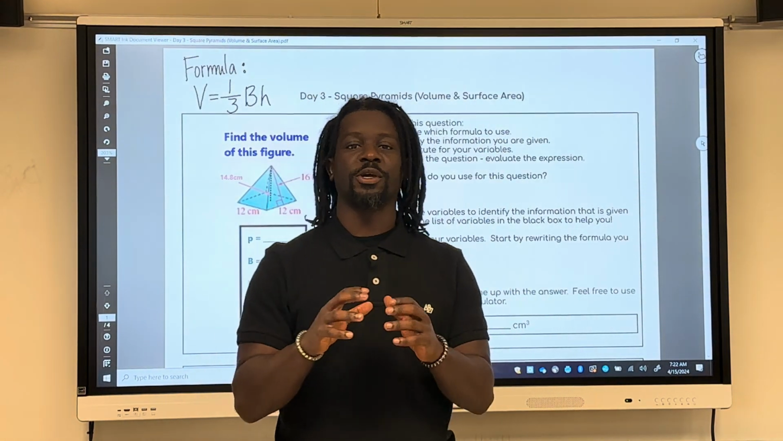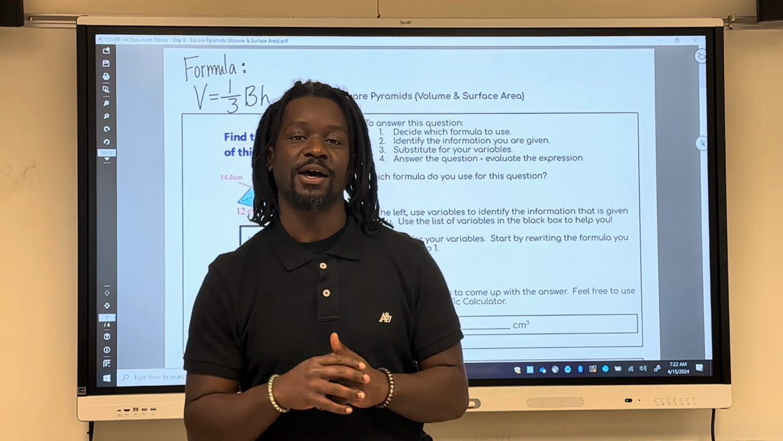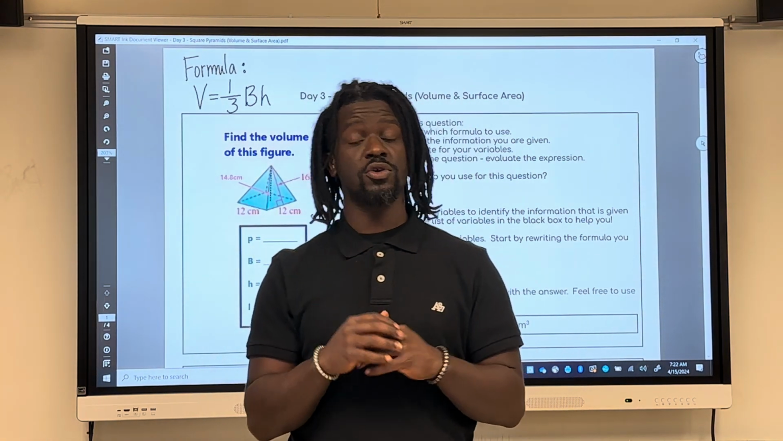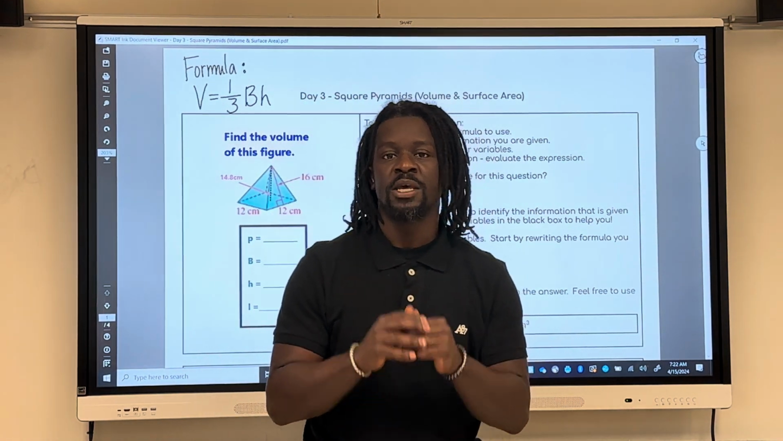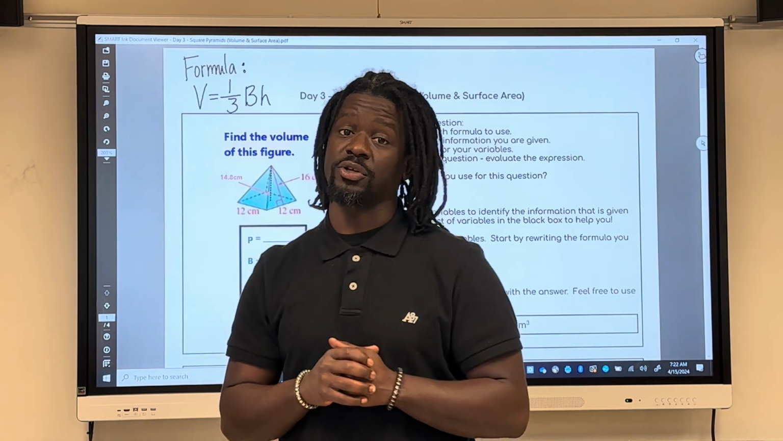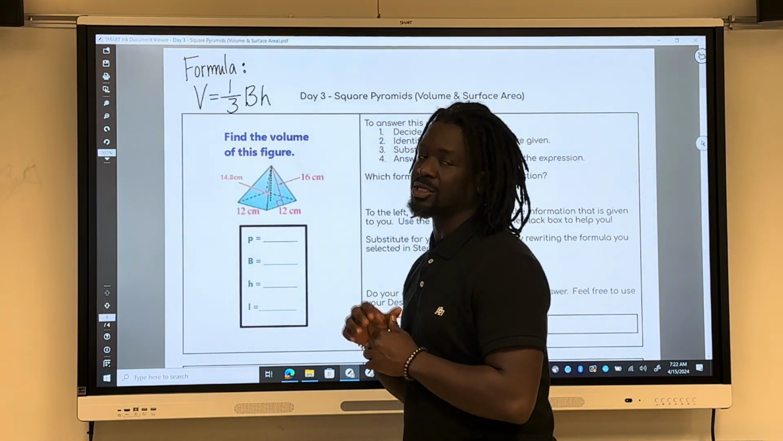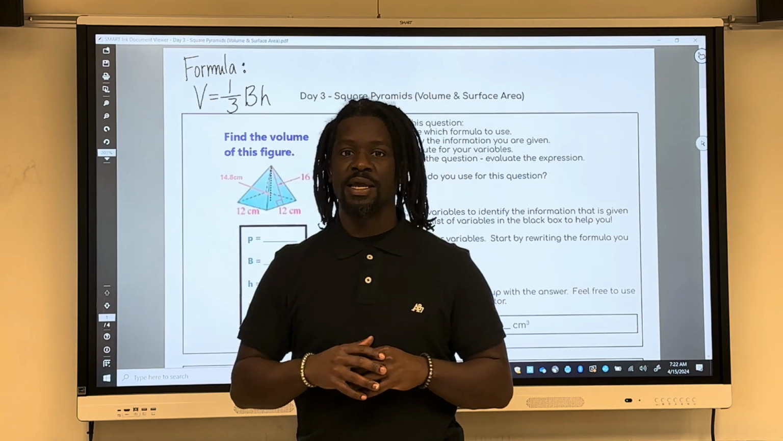We are looking at square pyramids today. We're going to find how to determine the volume and the surface area. Okay, so let's dive straight into it. I want to start by telling you that this is the formula, right?